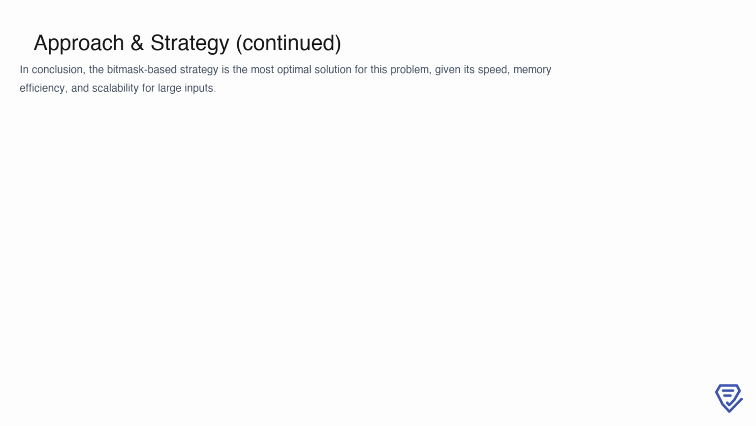In conclusion, the bitmask-based strategy is the most optimal solution for this problem. It offers speed, memory efficiency, and scalability, making it well-suited for handling large inputs. By leveraging the power of bitwise operations, we transform the problem into a series of efficient computations, avoiding the pitfalls of sorting or generating permutations. While this approach demands a solid understanding of bitwise manipulation, its advantages in performance far outweigh the complexity of implementation. This makes the bitmask method not only the fastest but also the most elegant solution to the problem.